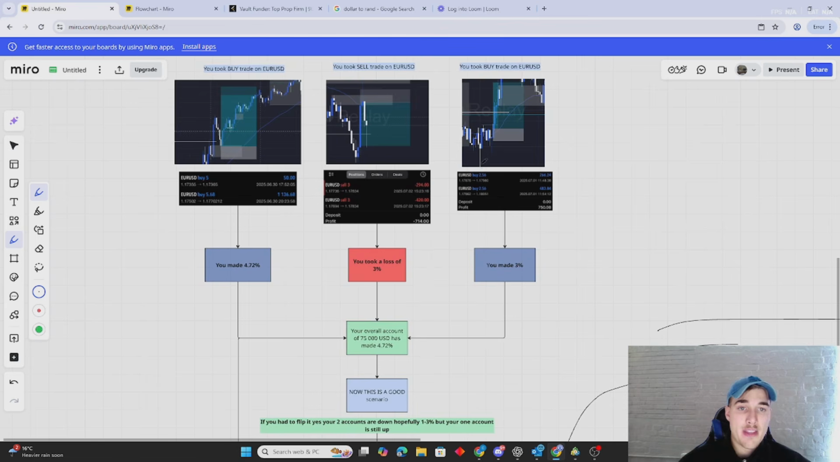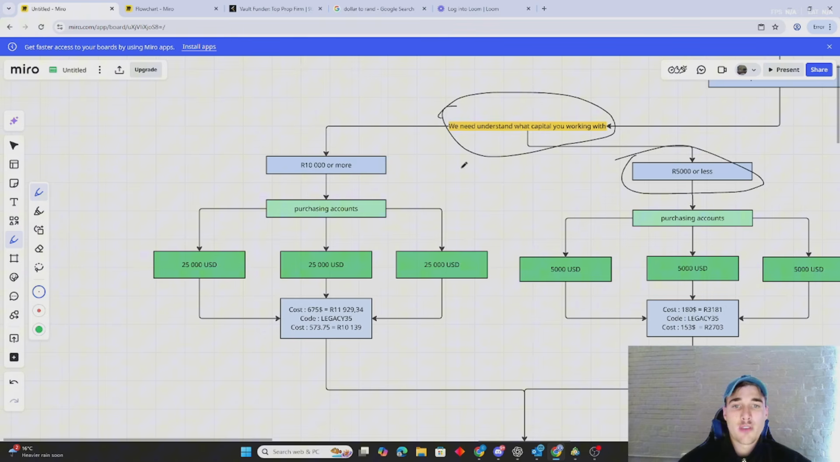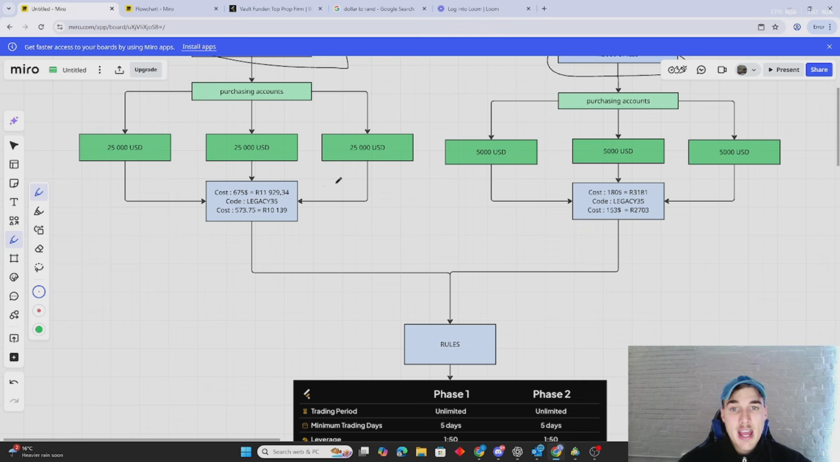And that's why I say, understand the capital that you're working with, because then you can focus on getting $5,000 accounts. If you have more capital, focus on $10,000. Now, the beautiful thing about this is then as you get 3 accounts, let's work on a $25,000 basis.